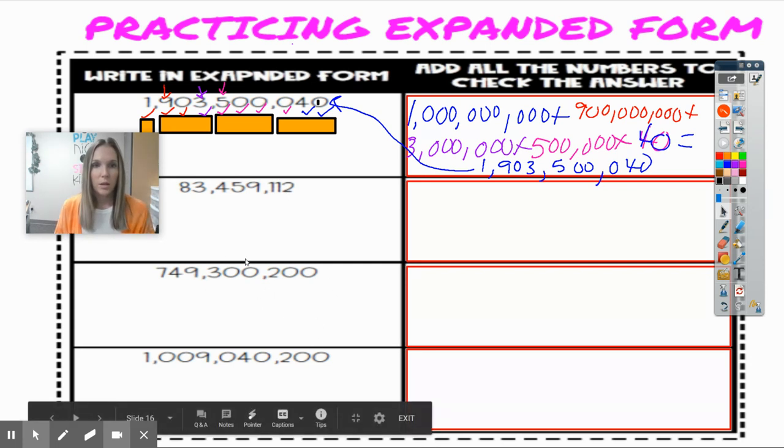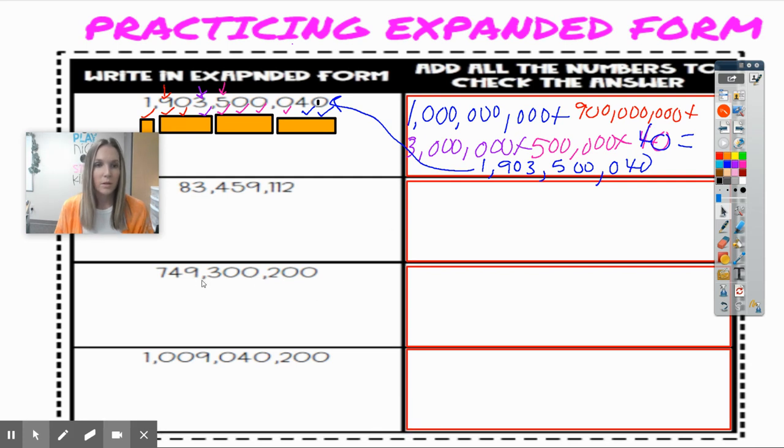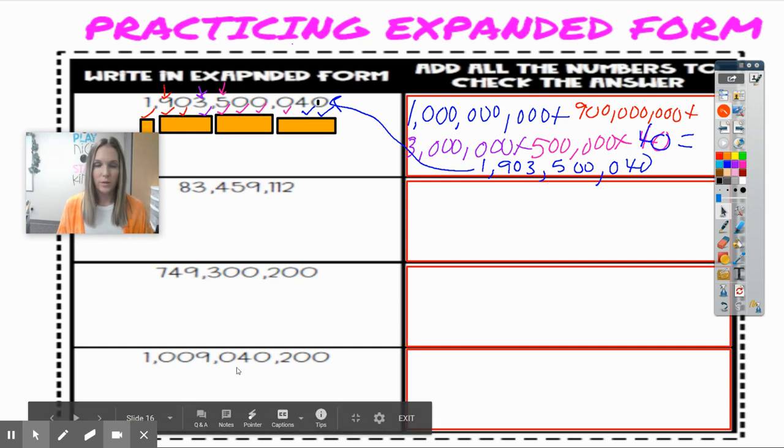Okay, let's come down and look at this big number. Let's look at our periods here. I've got my thousands period. I've got my millions period. So I know that I'm starting out at millions. So let's pretend that these numbers are not there. Let's just look at this three-digit number. 749. I know that's the millions. So 749,300,200. Let's say it again. 749,300,200. I'm going to write that out in expanded form. There's a bunch of zeros in there, so it shouldn't take you too long. Okay, I'll help you back. I'm going to help you on this one. I'm going to write this one out for you.